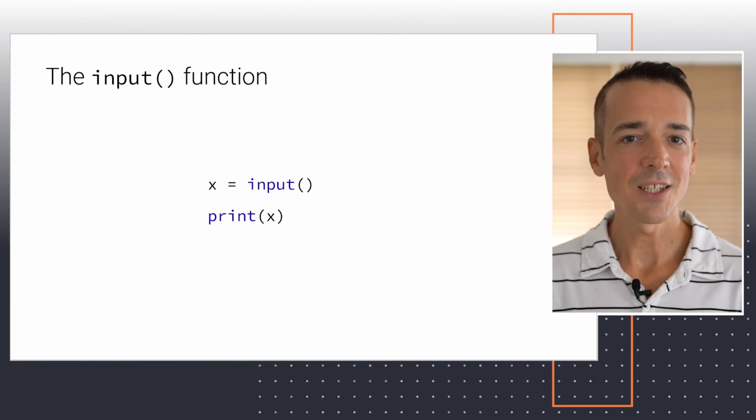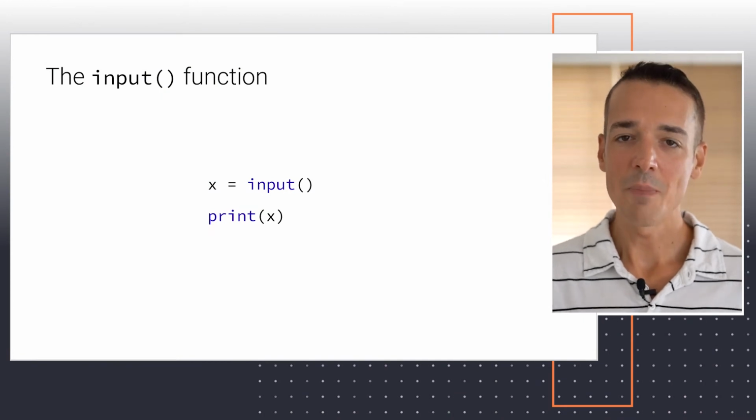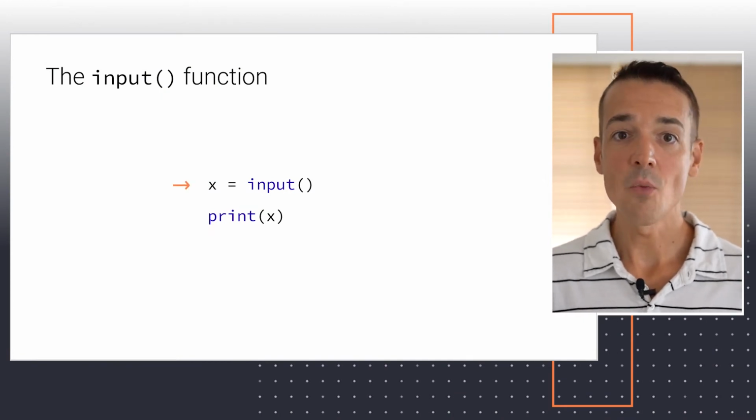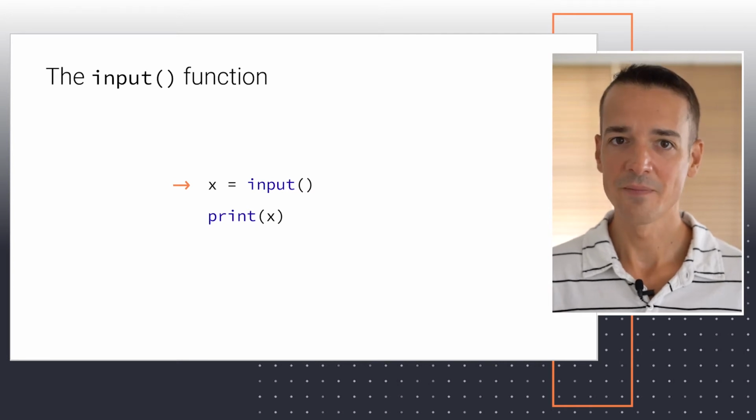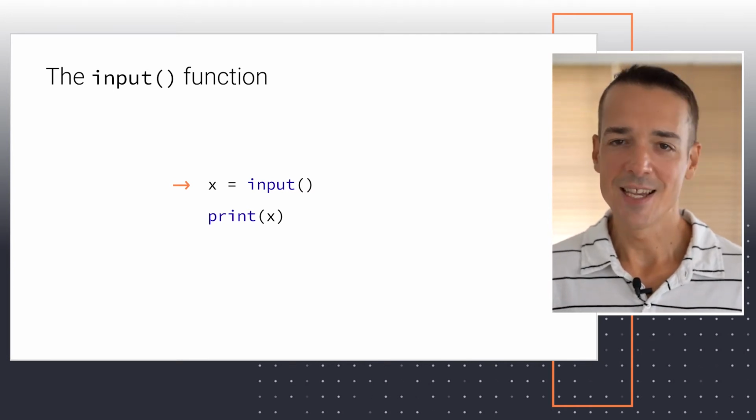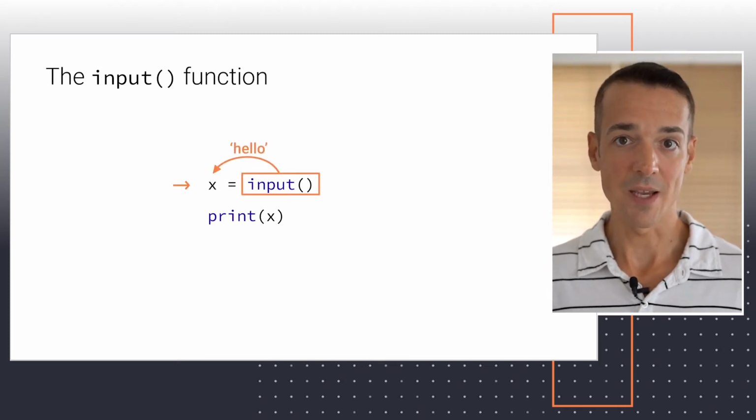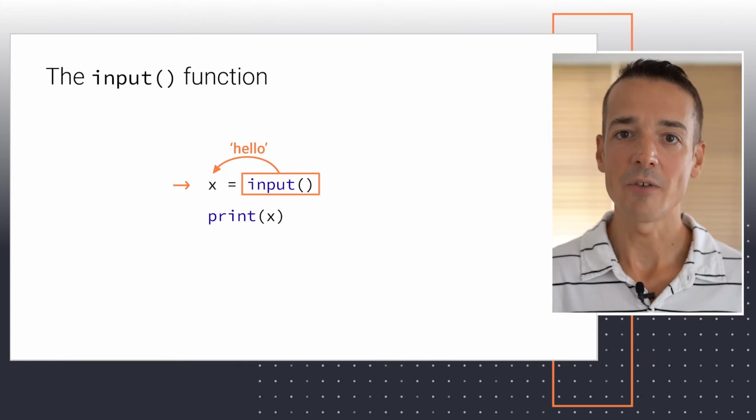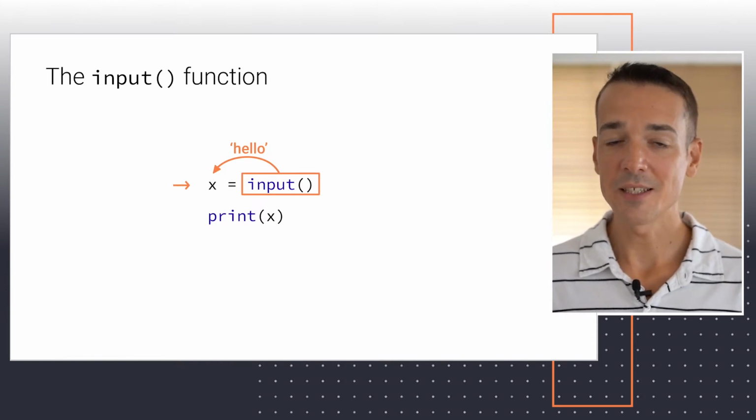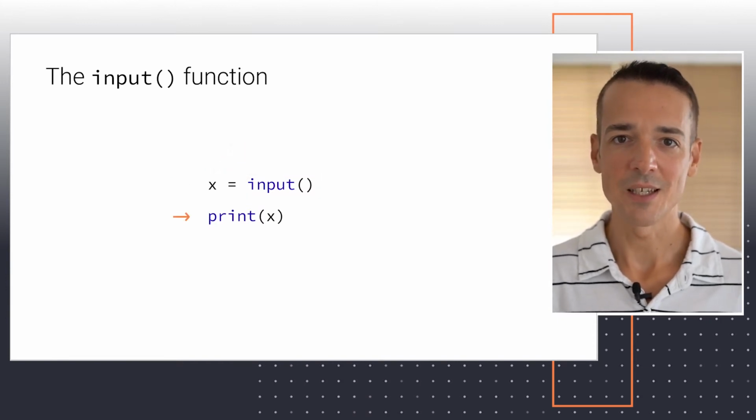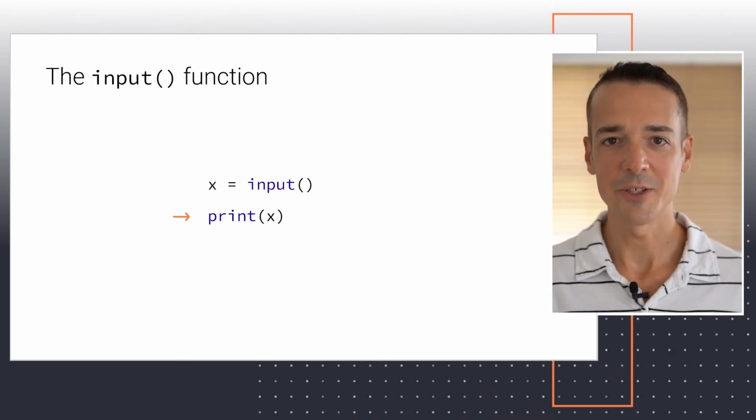For example, take a look at the following lines of code. When Python runs the first statement, the program waits for the user to enter a string. If the user now enters, say, text hello, and then presses Enter, this string is returned by the input function and saved into variable x. The program then continues executing the print statement, which will print hello into the terminal. As you can see, this is an example of a very simple interactive program, in which the output seen in the console is dependent on the input provided by the user.